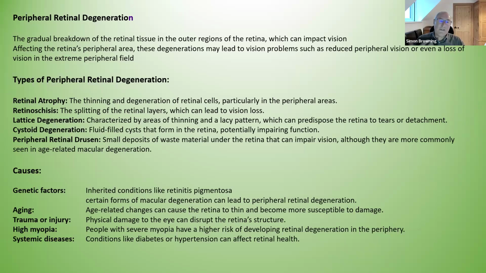So the different types of retinal degeneration: we've got retinal atrophy, and that's the thinning and degeneration of retinal cells.